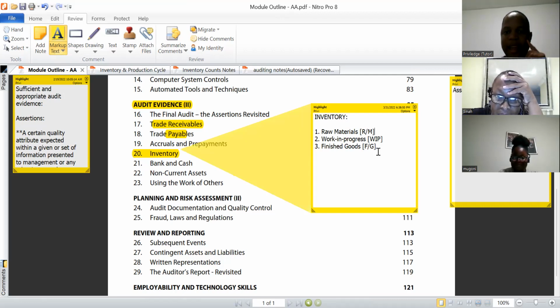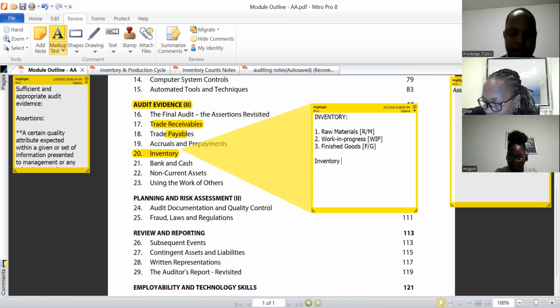Then just to add on to that, how do we measure inventory? So I'll call this inventory measurement. Inventory measurement. Right, that's very, very important. I think these are basic things I just want you to observe. So we measure inventory at lower of cost or its net realizable value.